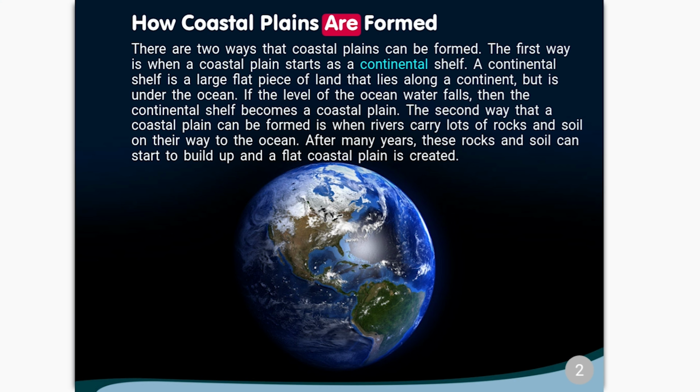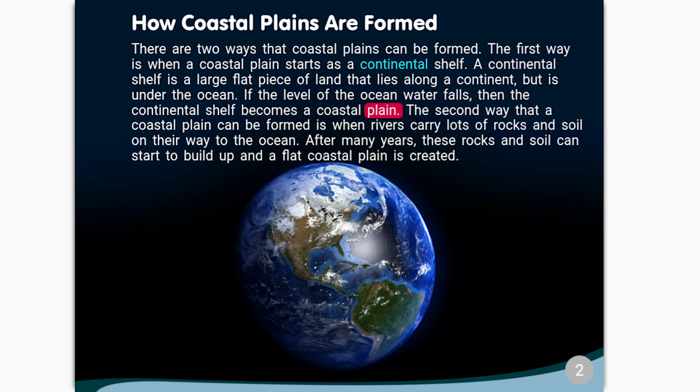How coastal plains are formed. There are two ways that coastal plains can be formed. The first way is when a coastal plain starts as a continental shelf. A continental shelf is a large, flat piece of land that lies along a continent, but is under the ocean. If the level of the ocean water falls, then the continental shelf becomes a coastal plain.